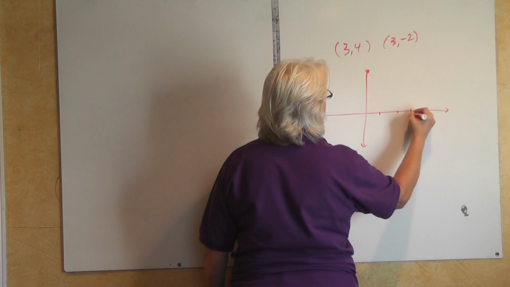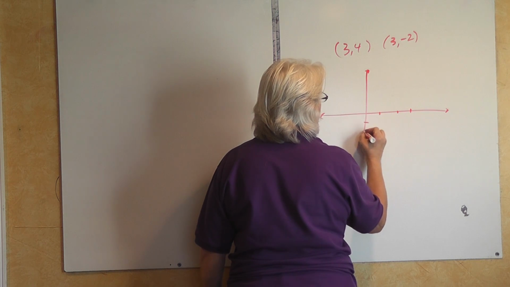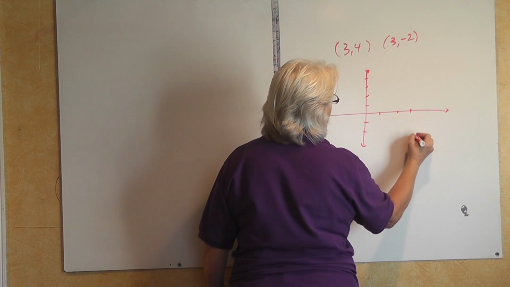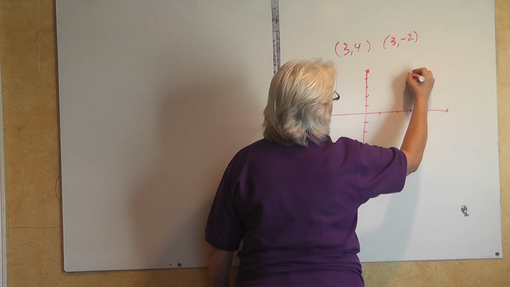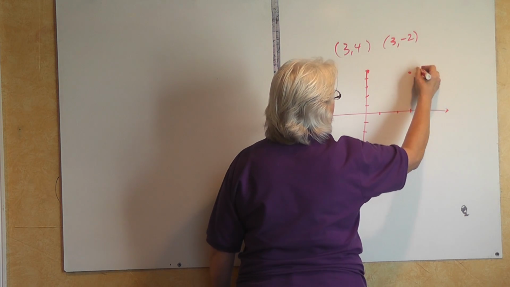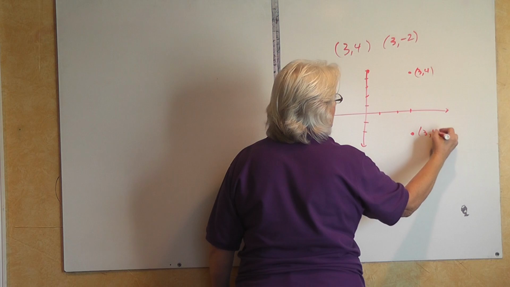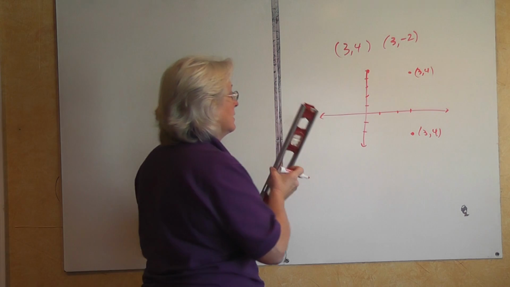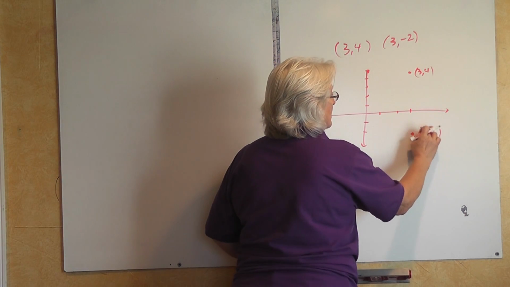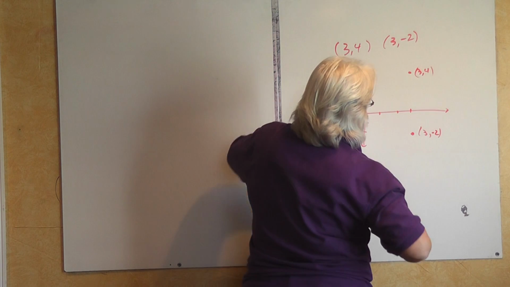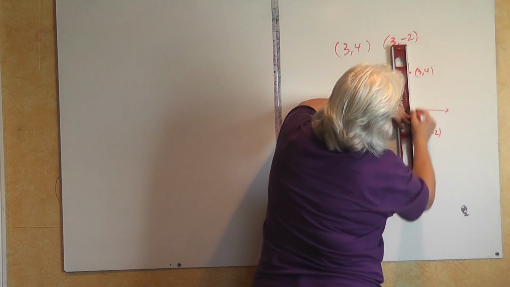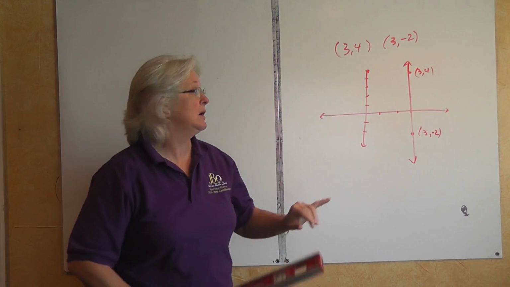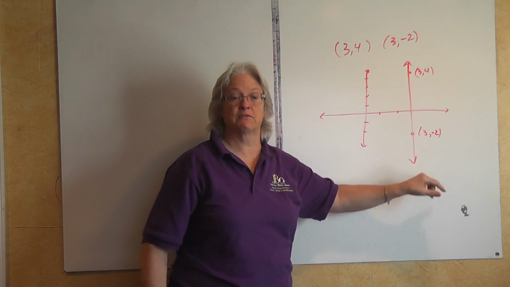X is 1, 2, 3. Negative 2, 1, 2, 3, 4. We have the ordered pair 3, negative 2. We have the ordered pair 3, 4. And yes, of course, what we have here is a vertical line. That's the ordered pair where x is 3 and y is negative 2. And we have a vertical line that passes through these points. Vertical lines always have the same x value.